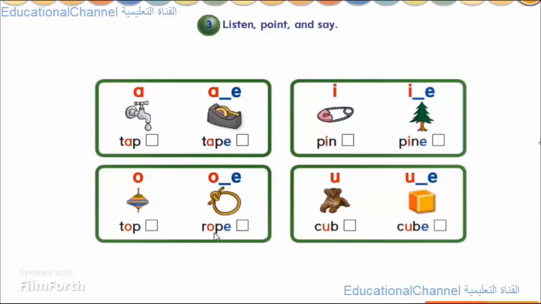U says, cub. U and E says, ooh, cube. Now you make the sounds and say the words. Cub. Ooh, cube.